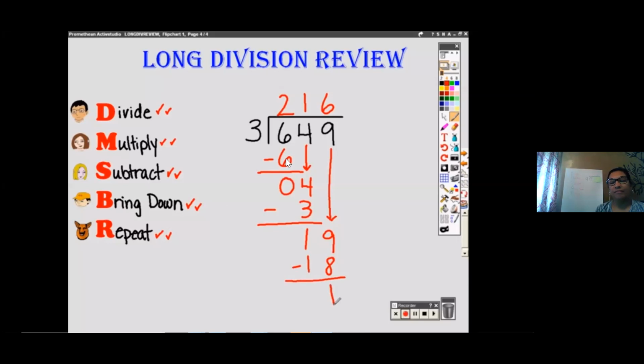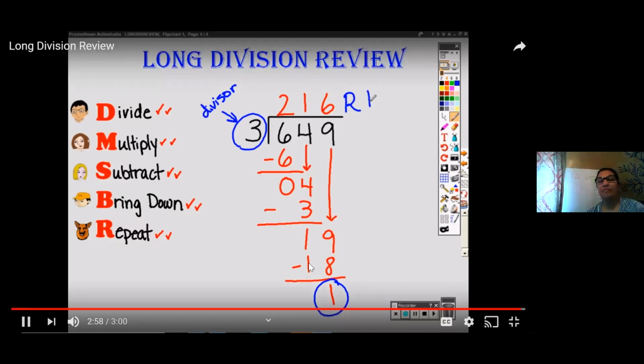Uh-oh, we don't have any more numbers to bring down. So what do we do? Is the number that's left over at the bottom smaller than our divisor? It is. And since it's smaller than our divisor, what does that 1 represent? That's right, it represents our remainder. So we're going to write an R1 at the end. Thank you, and we hope you learned a lot.